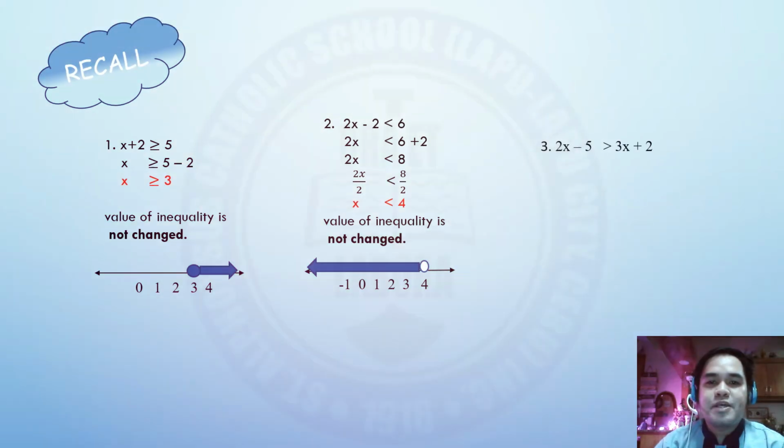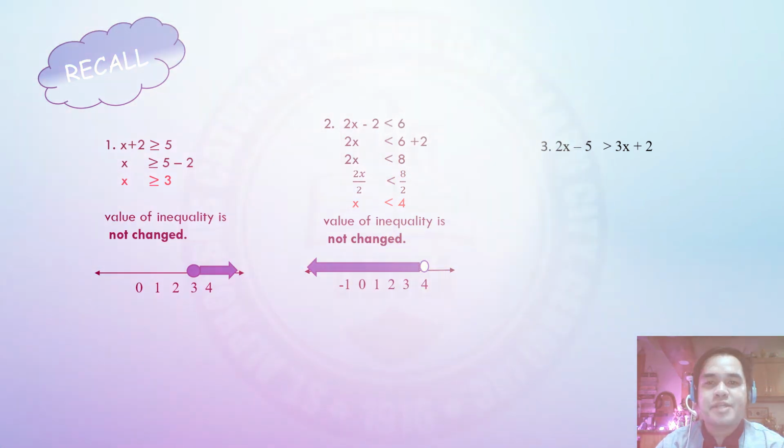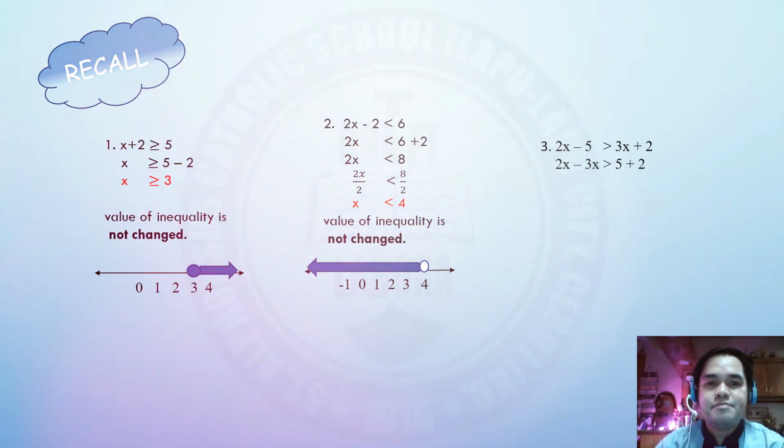For number 3, if we have 2x minus 5 is greater than 3x plus 2, we have to isolate x by transposing negative 5 to the right side of the inequality, and 3x to the left side of the inequality, and it will become 2x minus 3x is greater than 5 plus 2. Simplify them further. 2x minus 3x is equal to negative x, and 5 plus 2 is equal to 7. So our inequality is negative x is greater than 7.